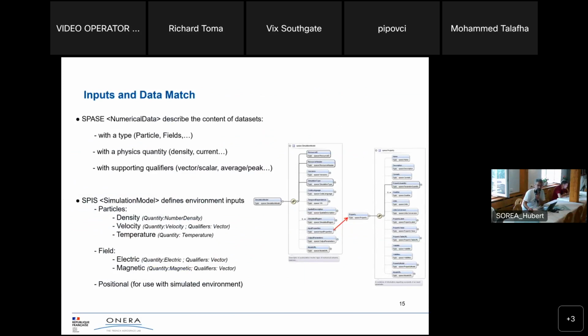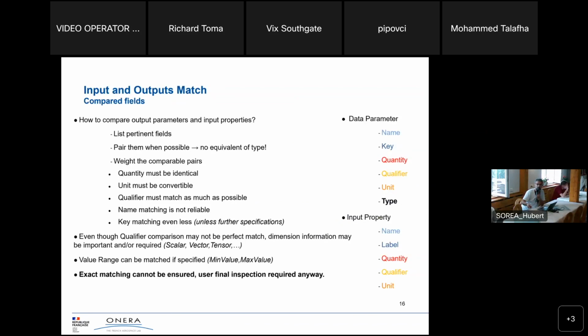I won't go too much into the detail because it's boring. But the SPASE formats provide ways to describe the data sets and the simulation model in ways which are more or less similar, so you can relatively easily match the data in the data sets and the data which are needed as input for the models. This is detail, but it's very powerful. You can go quite deep in the comparison between the existing data and the input properties. But to have an exact match, you still need a user who really understands what it's all about, to be sure that you are not doing silly things.